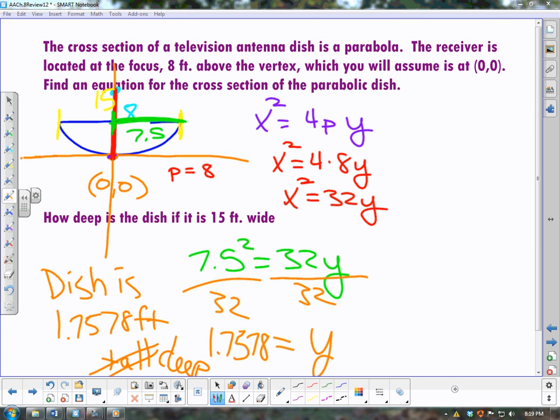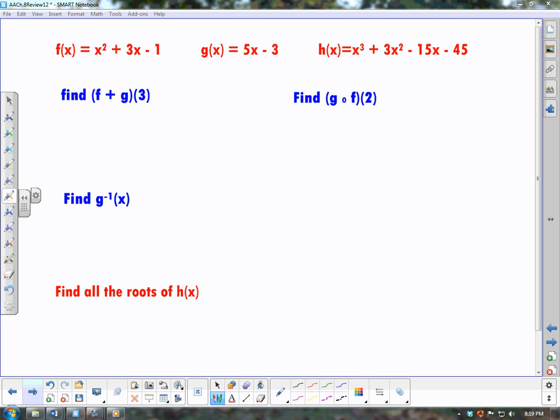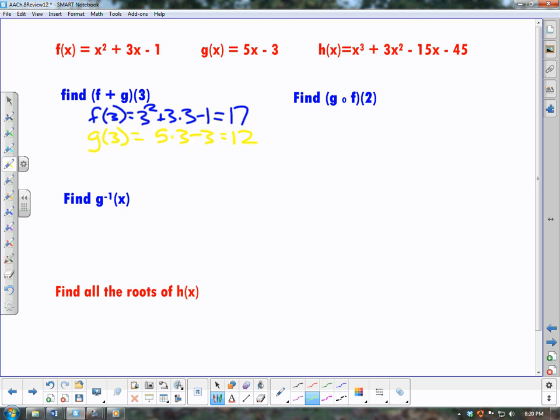All right. Finally, you have this. Solving these things, f plus g of 3. So if we're going to add these things together, we would want to find f of 3 first. And f of 3 would be 3 squared plus 3 times 3 minus 1, which is 9 plus 9 is 18, minus 1 is 17. G of 3 is 5 times 3 minus 3, so 15 minus 3, which is 12. And then f plus g of 3 would be 17 plus 12, which is 29. And there you have it.